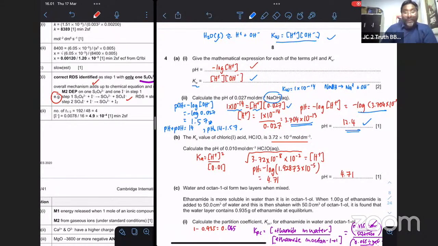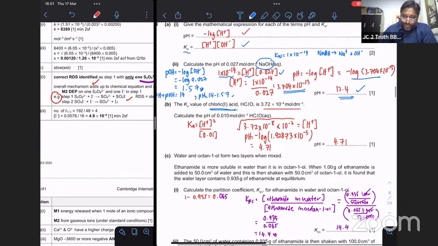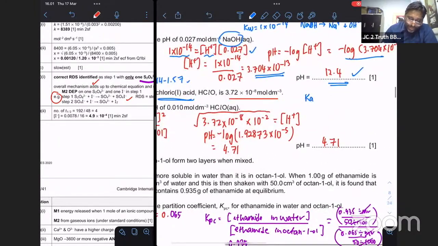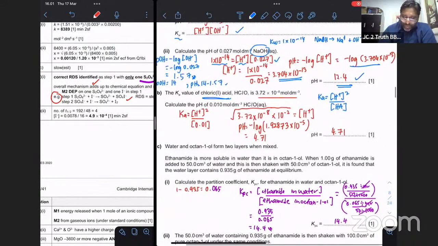Now, 3 significant figures. Next, the Ka value of chloric acid, which is going to be a weak acid. The moment you deal with a weak acid, in our syllabus we have this formula: Ka equals [H+]2 divided by [HA], where HA is your weak acid. You need to find the concentration of H+ first. I put in all these values, and the concentration of the weak acid is given, so you just put it in. Ka we know, so find the concentration of H+.